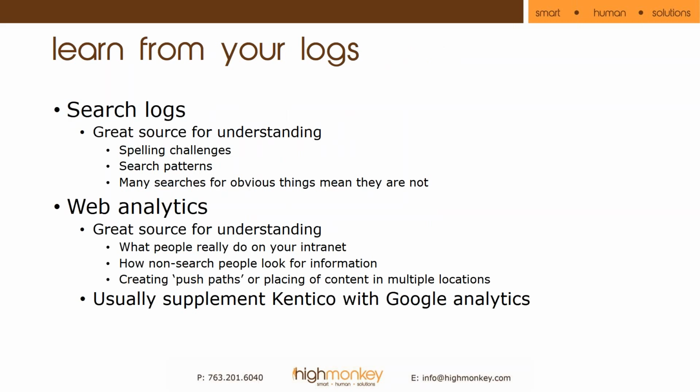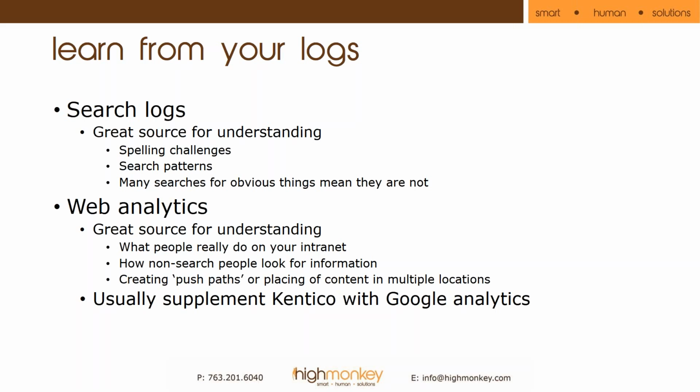The last thing I'm going to say on this side, and then I'm going to go into the Kentico stuff, is about learning from this. One of the great sources to understand where you're falling down right now, and to make information architecture and usability improvements, is your search logs and your web analytics and the things you can learn from there. I'm assuming that everybody in the room has some kind of Kentico implementation, so Kentico has great web analytics in there. But usually I supplement that with Google Analytics, because Google Analytics has a lot more depth to it, where you can do things at a much deeper level.